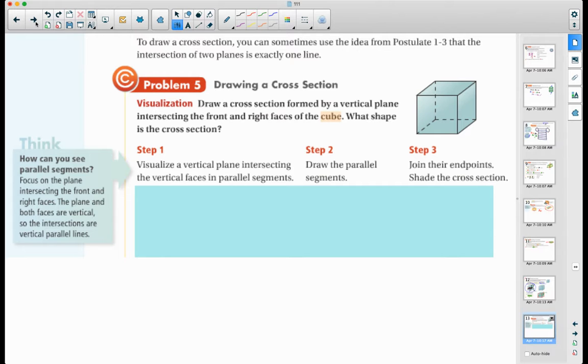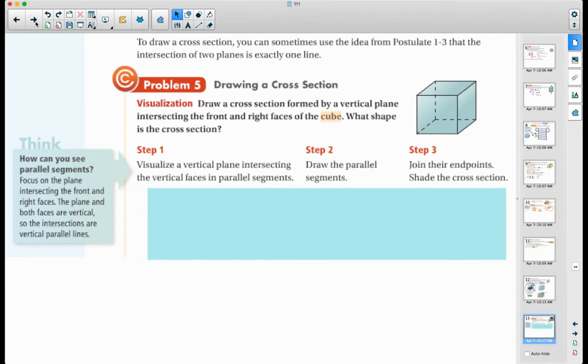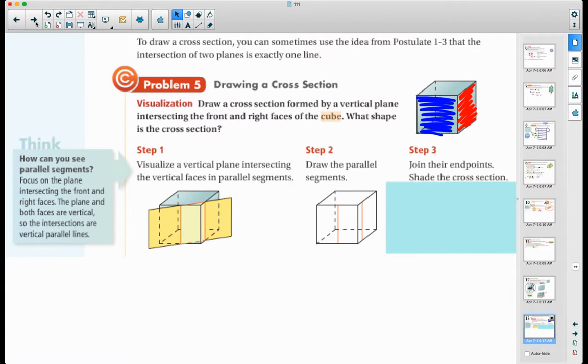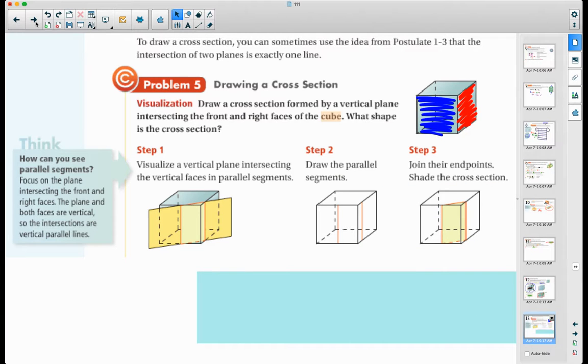Okay, step one says visualize a vertical plane intersecting the vertical faces in parallel segments. So that's what we're going to do here first. On this vertical plane, it's going to intersect the front and right face. So this is the front face, and then this is the right face. Next, we're going to draw the parallel segments. So it's going to be right there, and that's what our face is going to look like. That's what we're going to get.